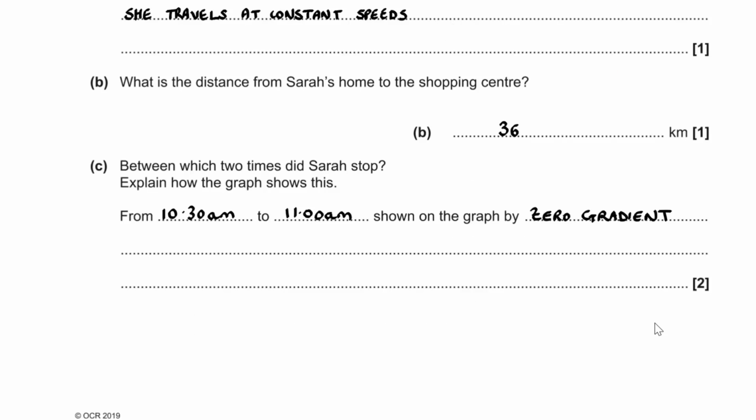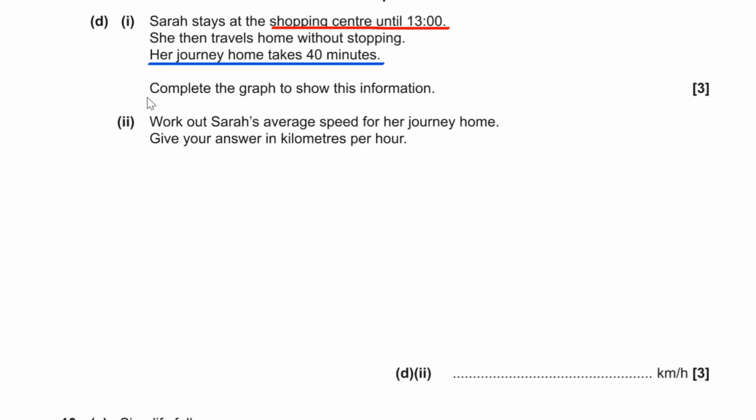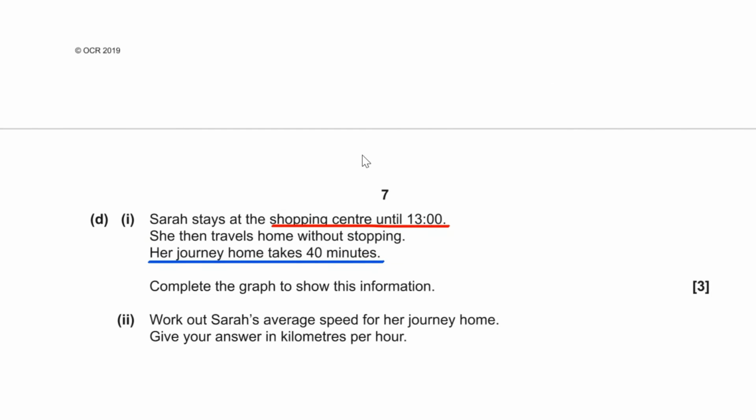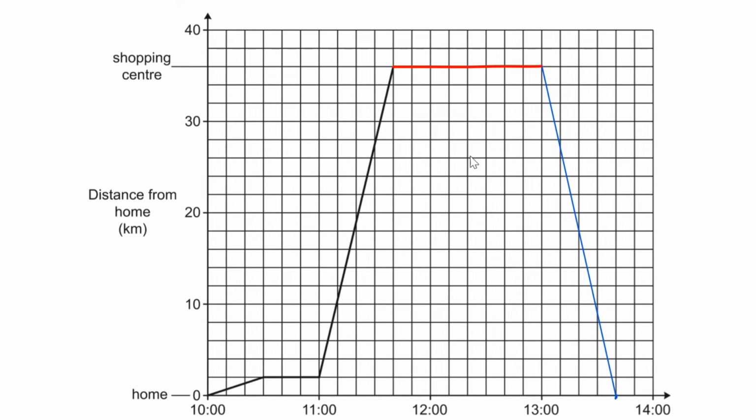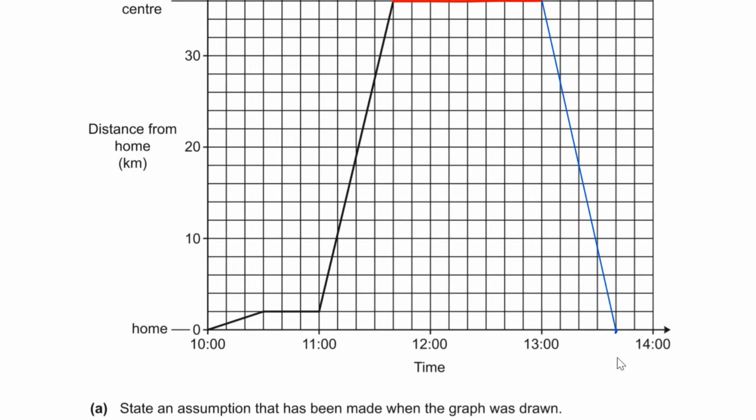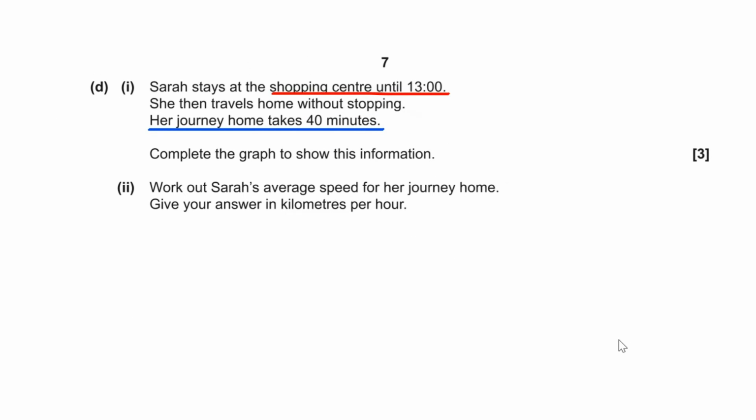And then for the next part of part D, we have to work out Sarah's average speed for her journey home. Give your answer in kilometers per hour. Well, what you can see here is for her journey home, we have a distance of 36 kilometers from the shopping center to home, and the time is 40 minutes.